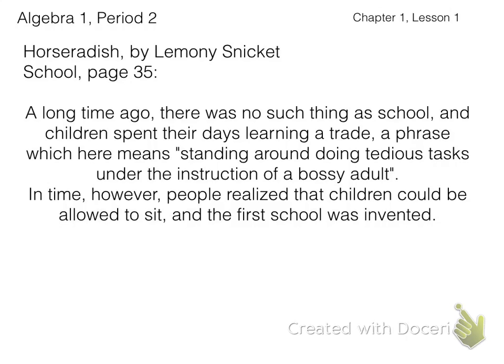But before we do, a quick quote from Lemony Snicket, his book called Horseradish, on page 35. A long time ago, there was no such thing as school, and children spent their day learning a trade, a phrase which here means standing around doing tedious tasks under the instruction of a bossy adult. In time, however, people realized that children could be allowed to sit, and the first school was invented.